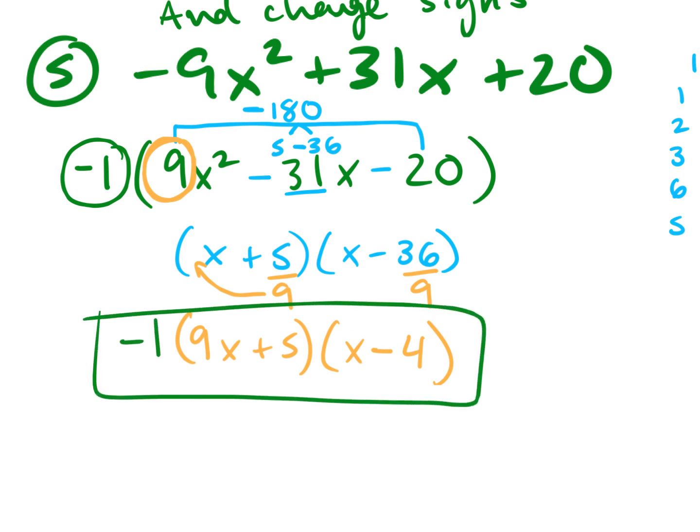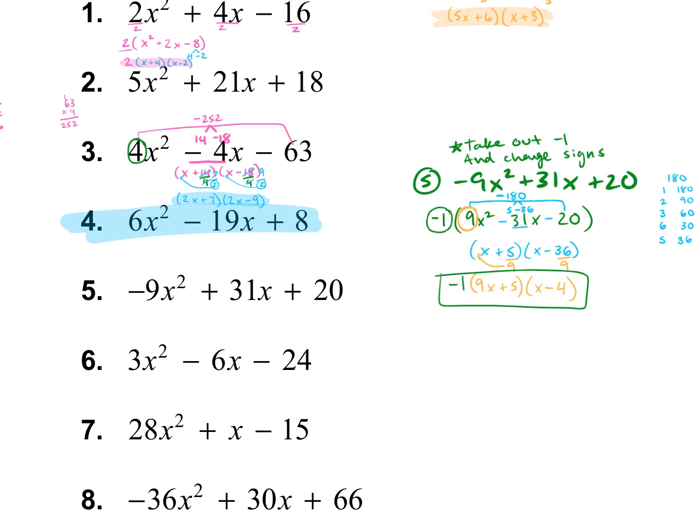If you take out a GCF, that goes outside of your parentheses. When you take out a GCF, it just stays outside. This one, we took out a -1. We changed the signs on the inside. So that was number 5. Let's do number 6.